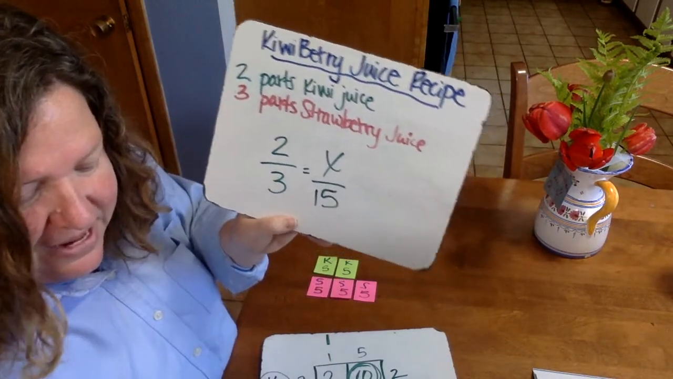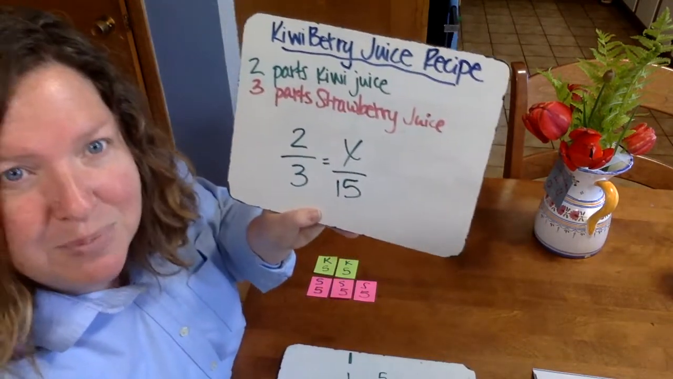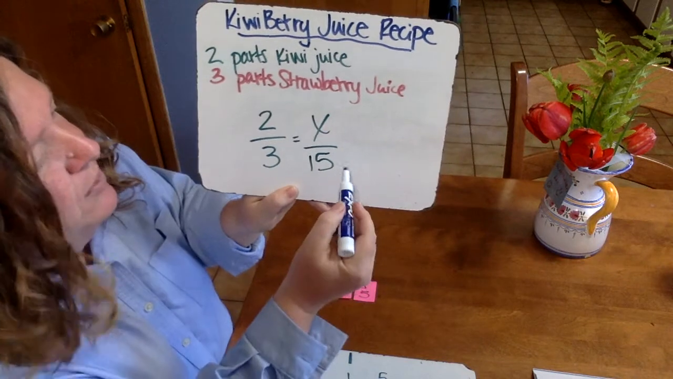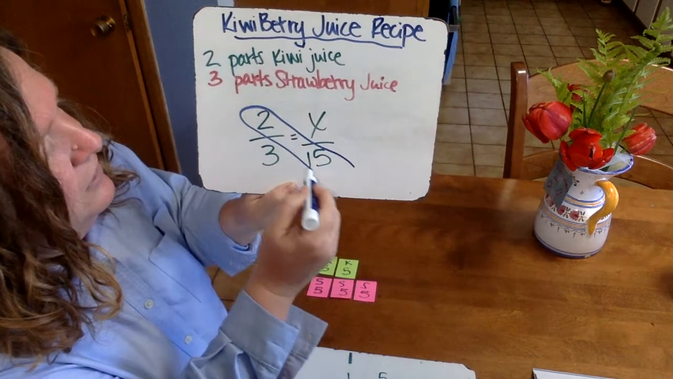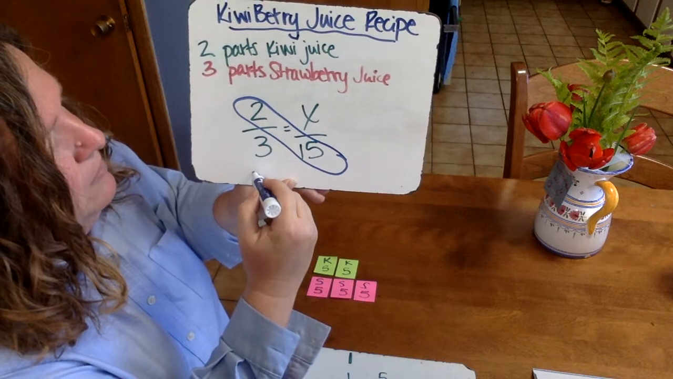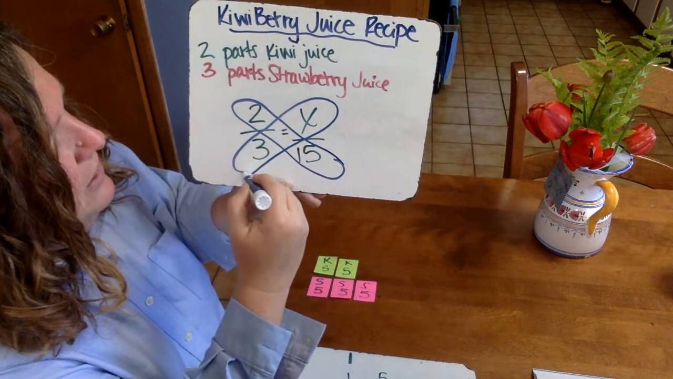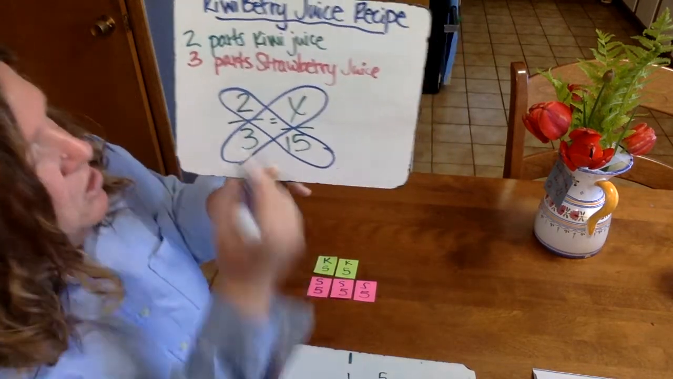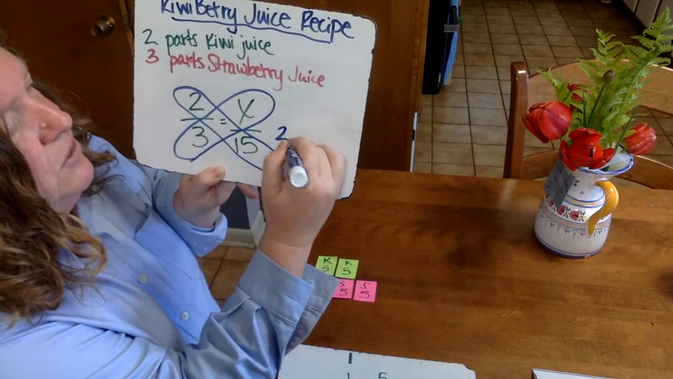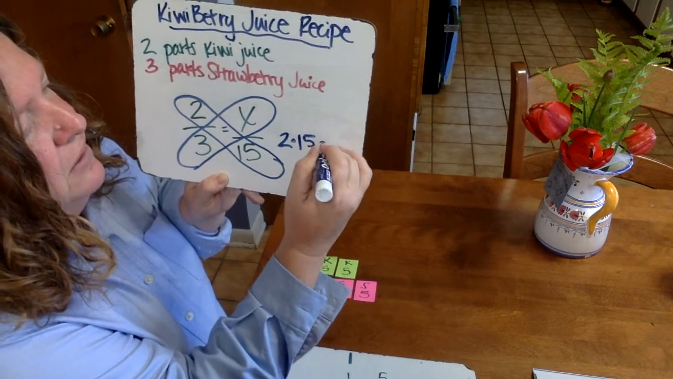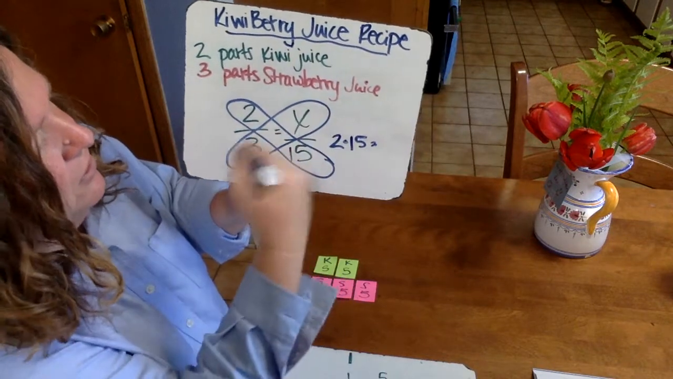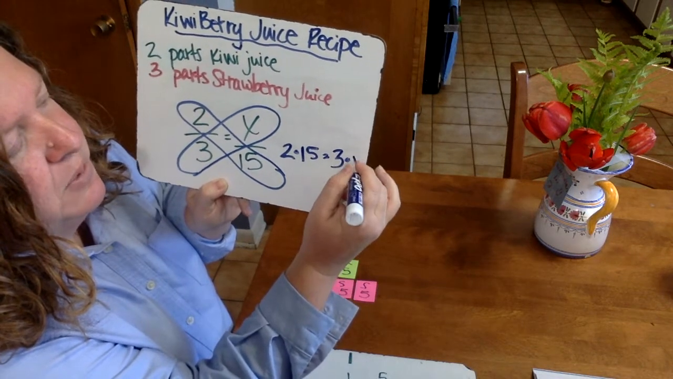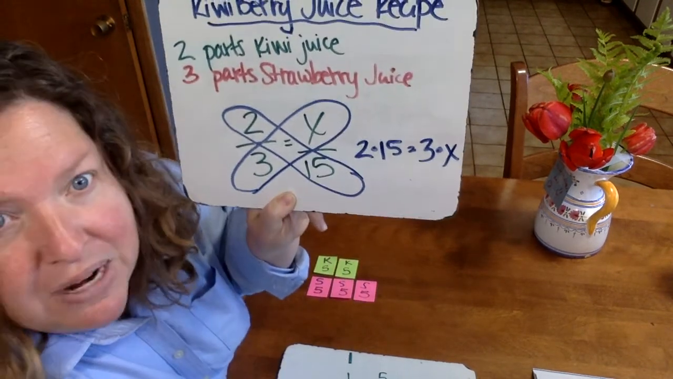Now, remember the strategy of cross multiplication means we're going to multiply from the top left and the bottom right. We're going to multiply those two things together. And then we're going to multiply the bottom left and the top right together. So on one of these crosses, we have 2 times 15. There it is. On the other cross, we have 3 times x. Remember, you can put a little multiplication sign in there if you want, or you can leave it out. You could just write 3x.